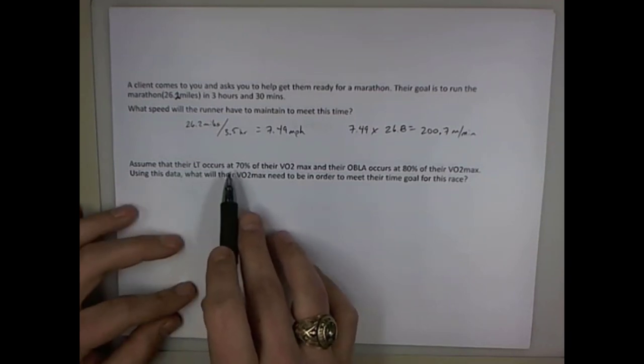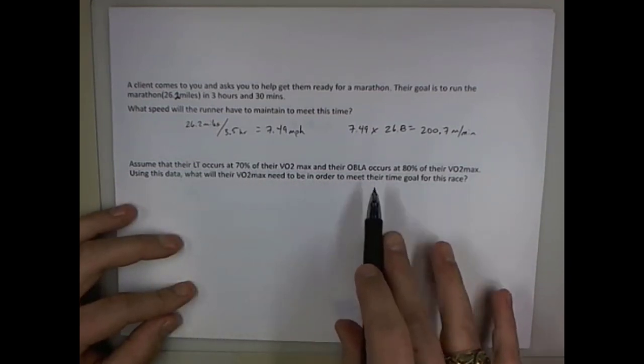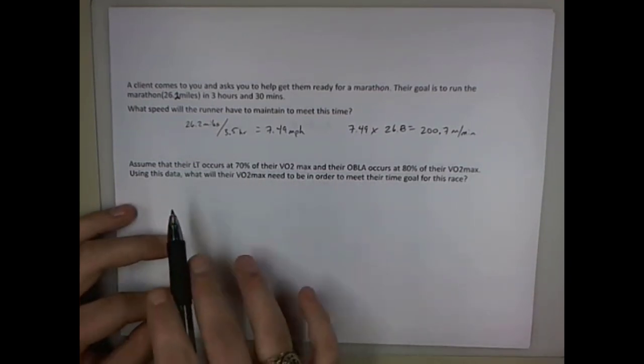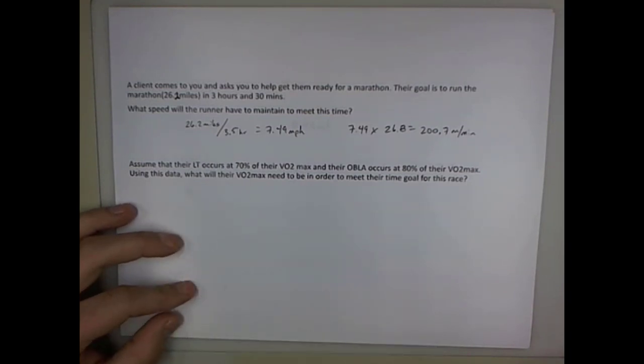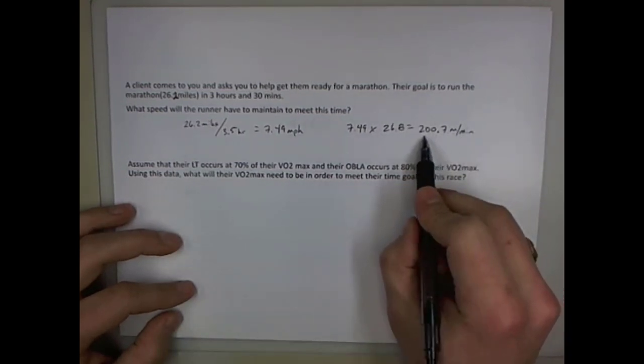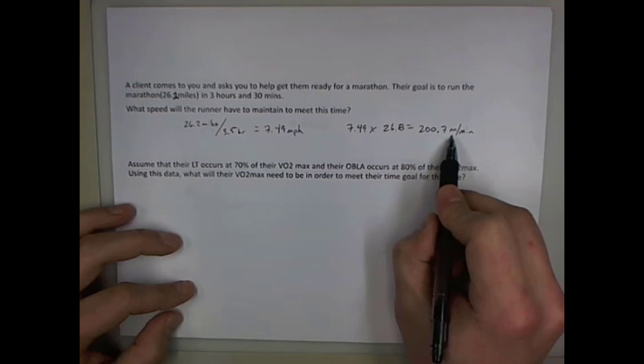So next, what we need to do is start to work on their VO2. Let's read the next question. It says, assume their lactate threshold occurs at 70% of their VO2 max and OBLA at 80% of their VO2 max. What will their VO2 max need to be in order to meet their time goal for this race? So first, let's start with this concept: what is our VO2 going to be when we're running at this speed?